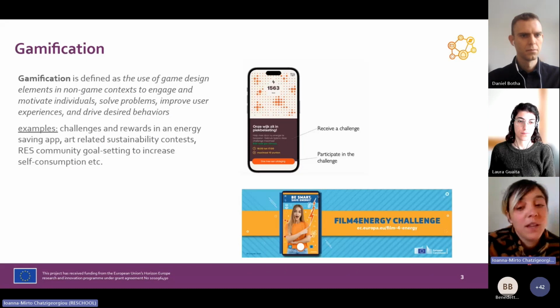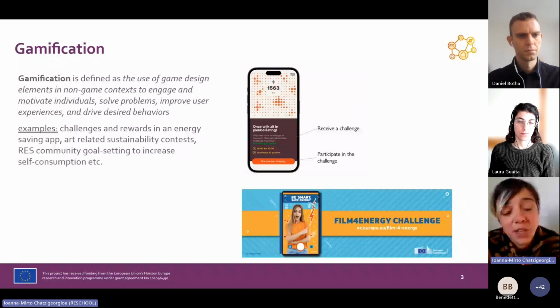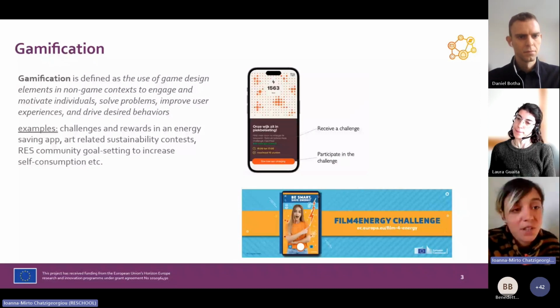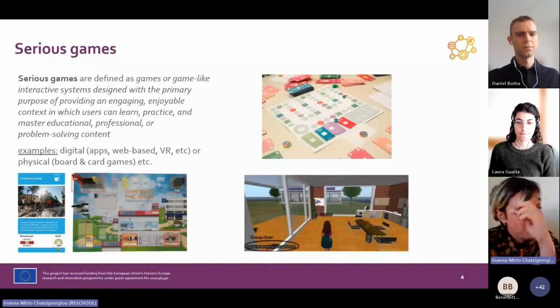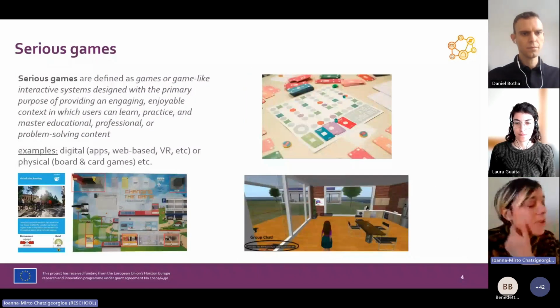Another type of gamification strategy could be an art contest. These are all common tools that we've already seen in the energy efficiency, energy saving, or behavior change in the clean energy transition field. And this is the difference between gamification and serious games.